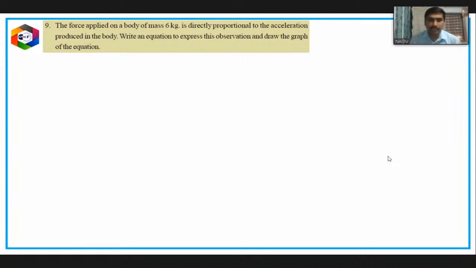Children, here is the data about force and acceleration and the mass. In physics, we have a relation also. This is called Newton's first law, I think. So here, the relation is given as the force applied on a body of mass 6 kgs is directly proportional to its acceleration. That is F is proportional to A. F is the force and A is the acceleration.